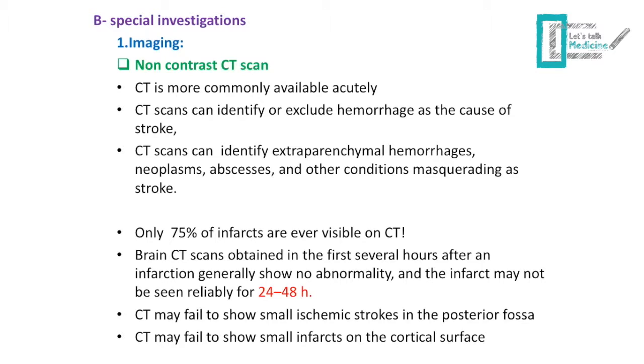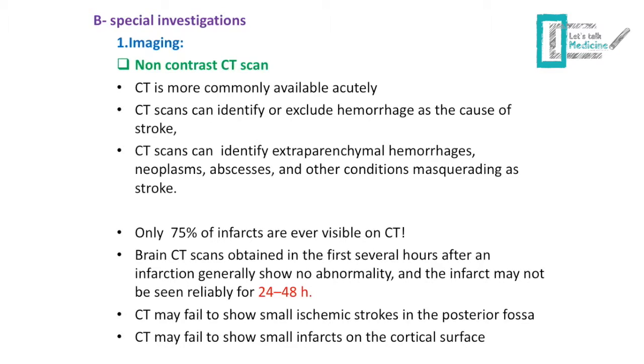And that is easily done by CT, because CT can show you a hemorrhage. Not only that, as you can see here, CT can also identify extraparenchymal hemorrhage and also neoplasm, abscesses, and other conditions that appear like stroke. So if you do a CT for a patient and you do not find hemorrhage, you might actually find a tumor or something else. So you would exclude stroke as a cause of the symptoms of the patient.